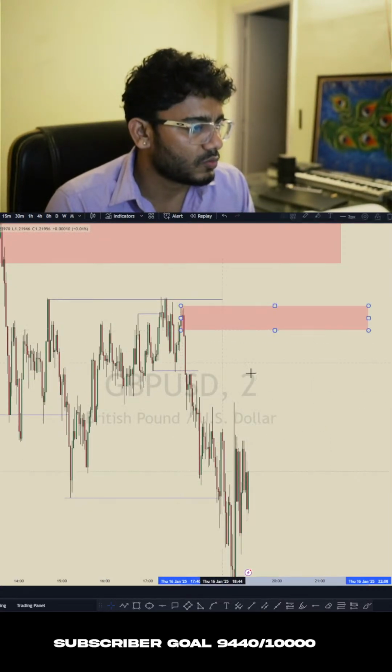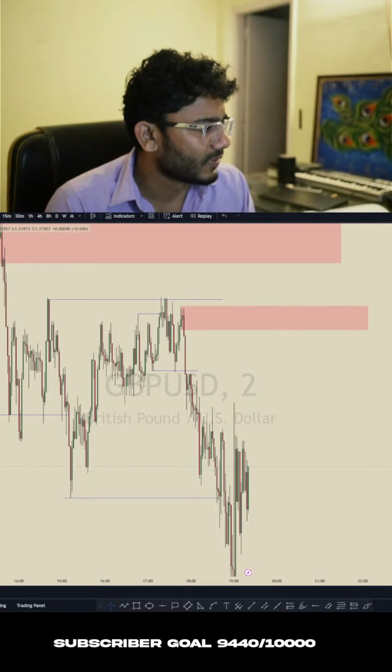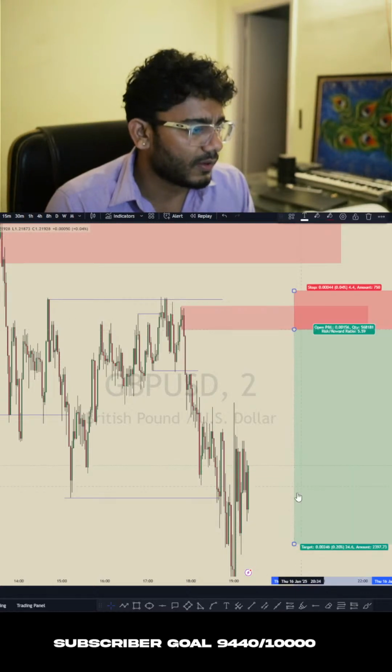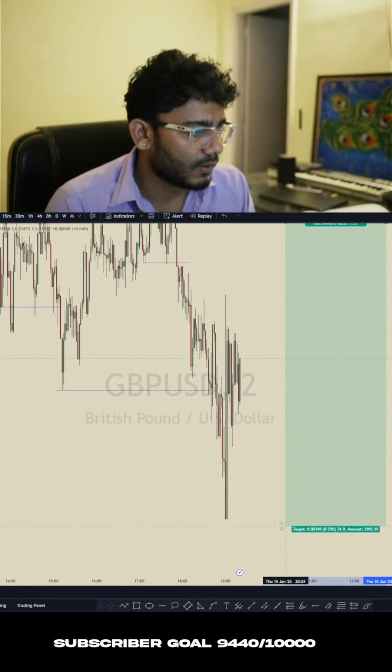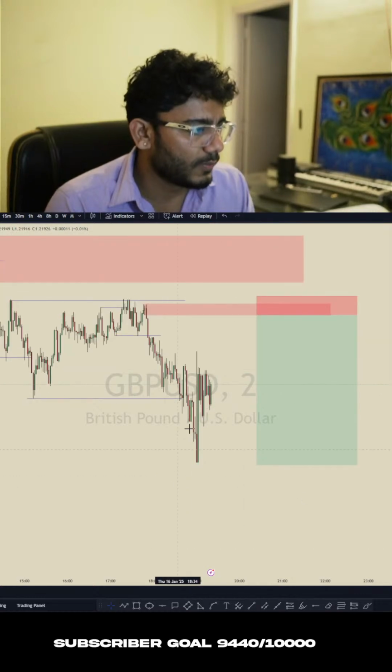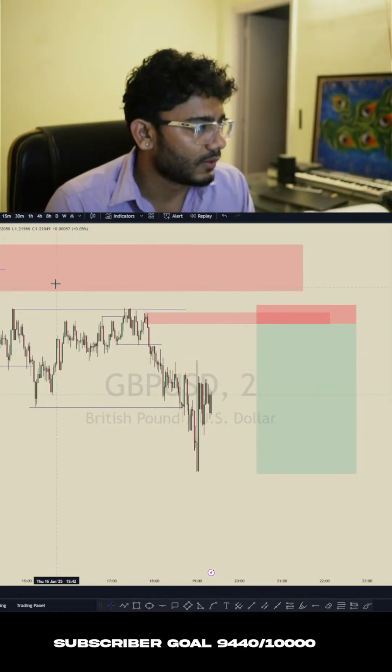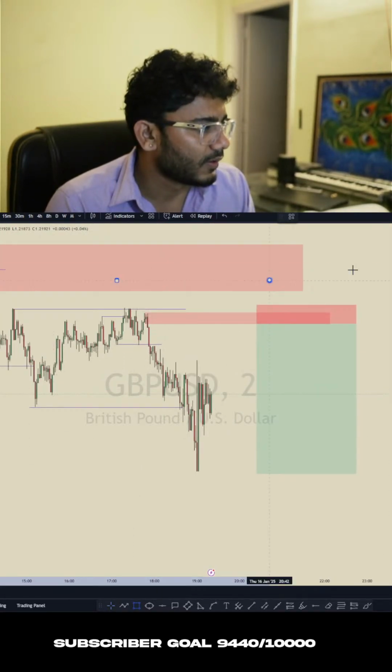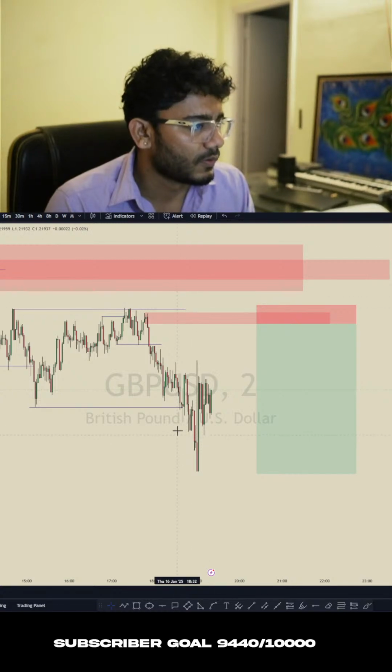So here we need to look for a bearish candle, like a bearish engulfing, and the next low will be this. So let's see. If not, then we also have this area to sell.